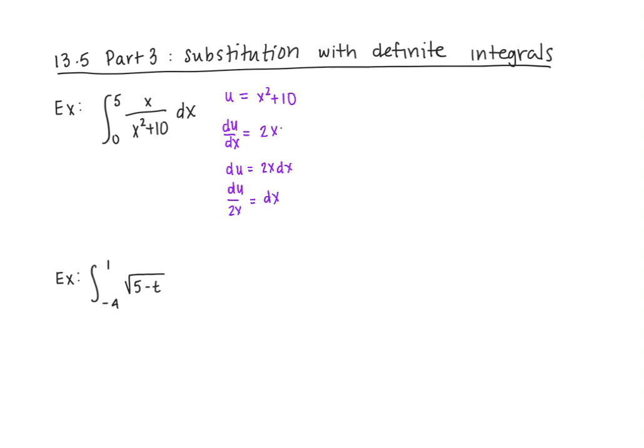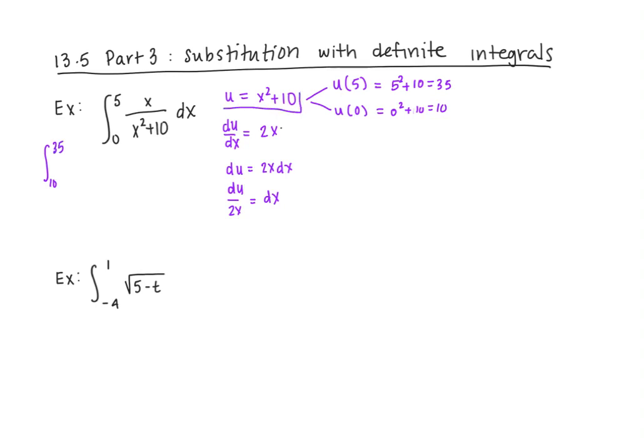So I have that. The next thing I need to do, and this is the new part, is I need to change my limits. So what I'm going to do is I'm going to evaluate u of 5 and u of 0. So that's 5 squared plus 10, which is 35. And then I've got 0 squared plus 10, which is 10. So now I'm going to go back to my integral. I've got the integral now, instead of from 0 to 5, I'm going from 10 to 35.